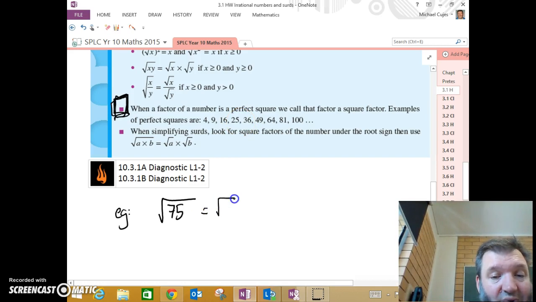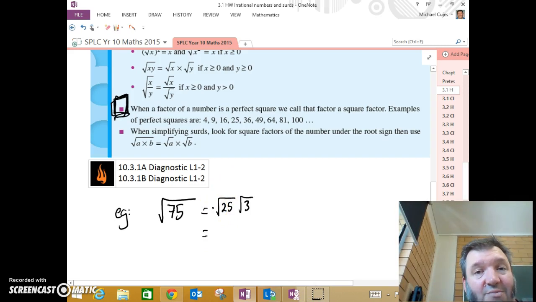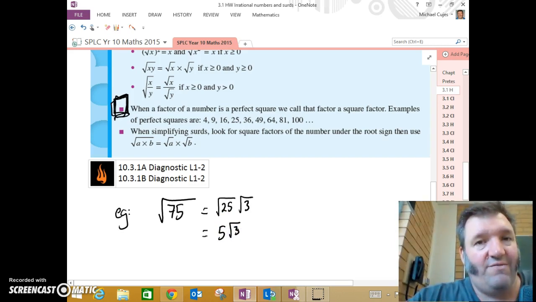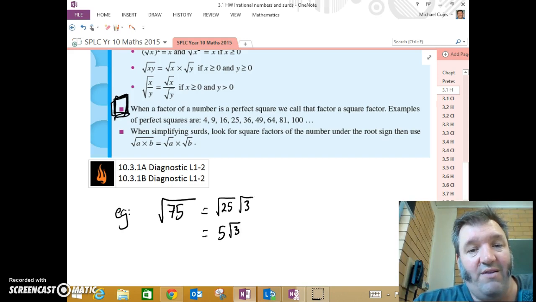So I can merely rewrite this as root 25 times root 3. How many 25s make 75? 3. Now I see why we do that. Root 25 can be simplified, can't it? We all know the square root of 25 is 5, so we get 5 root 3. Now notice here, even though negative 5 times negative 5 equals 25, I didn't say plus or minus 5 here.